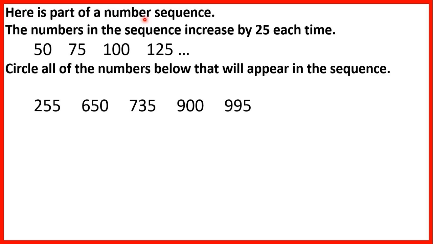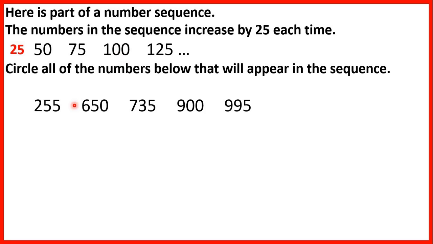Here is part of a number sequence. The numbers in the sequence increase by 25 each time. Circle all of the numbers below that will appear in the sequence. So we have 50, 75, 100, 125. So we can see that the sequence is going up in multiples of 25.